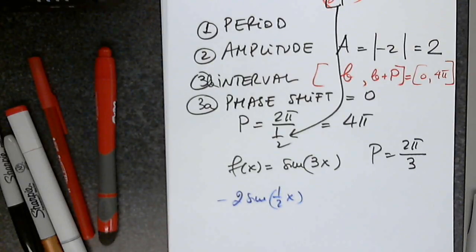Ready? We still have 0 to 4 pi. For which one? Well, for all of them, right? Good. So let's graph. So that's the blue. Right, the 2. Here it is, the sine 0.5x. And now the negative 2 sine 0.5x.